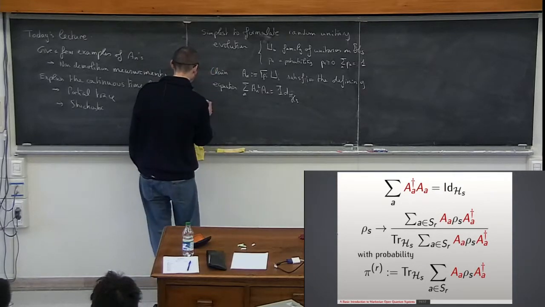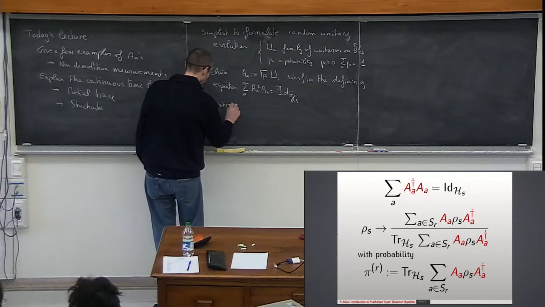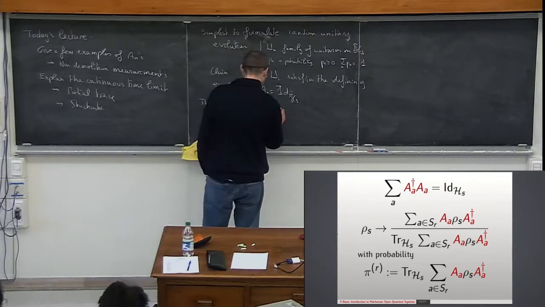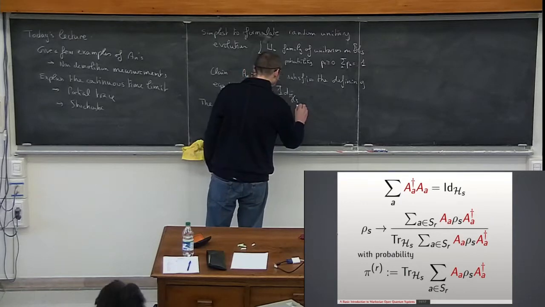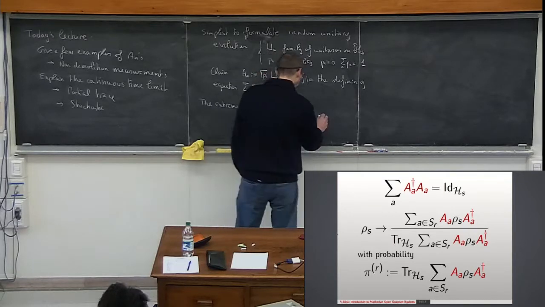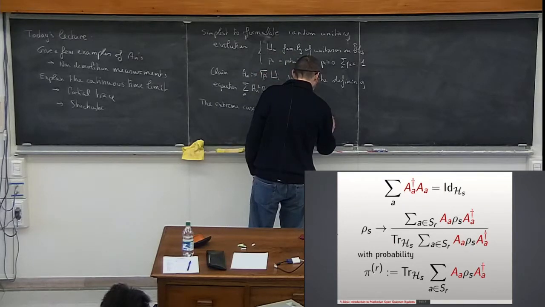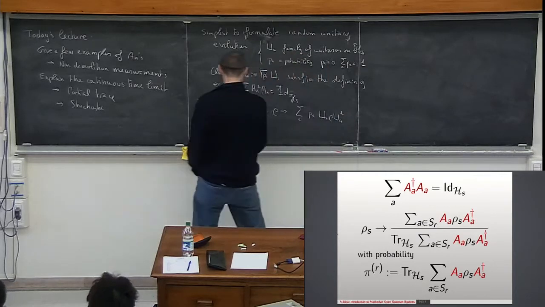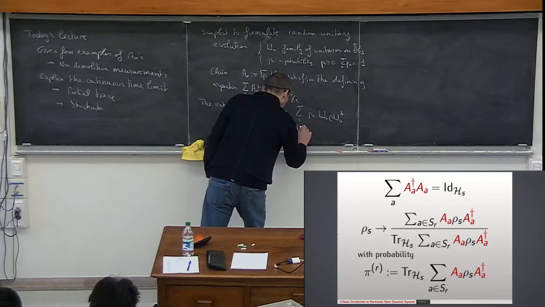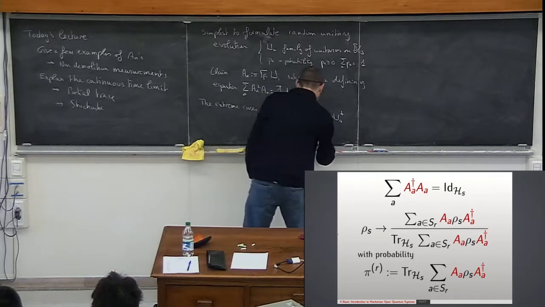So let's concentrate on the two extreme cases. You have one which is simply to map rho to the sum over A of PA UA rho UA dagger, and the other one which is to map rho to UA rho UA dagger with probability PI.